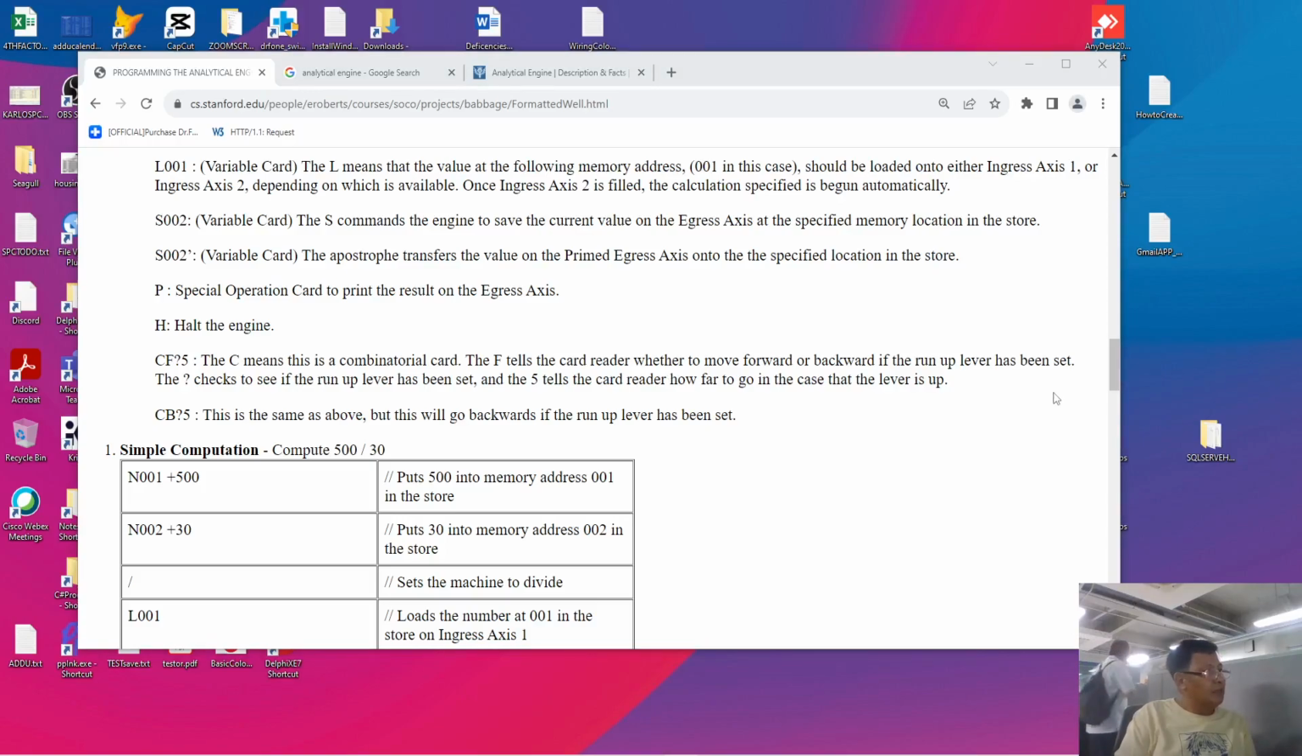CB5 is the same as above, but will go backwards if the run-up lever has been set.